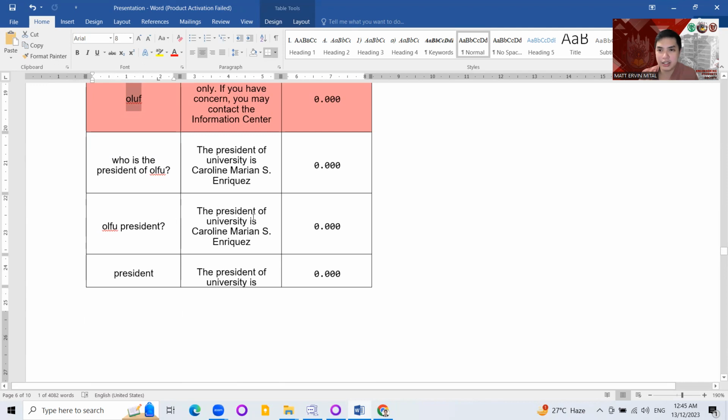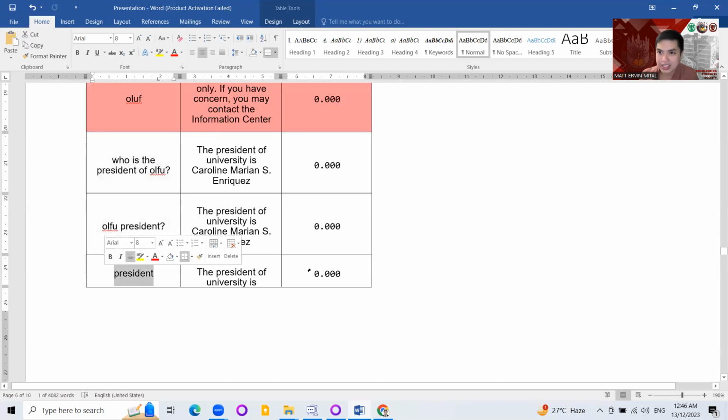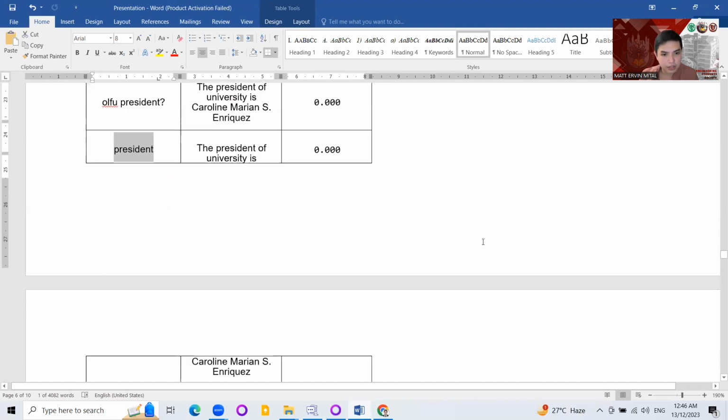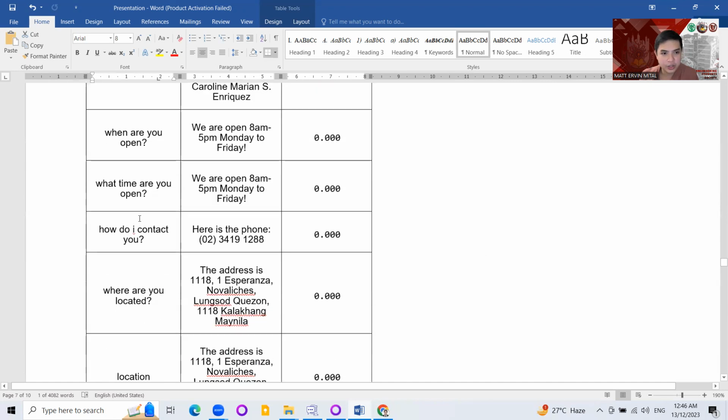So the chatbot answers it swiftly. The president of the university is Caroline Marian S. Enriquez. Another thing to highlight would be, even if these questions are different, because of tokenization and pre-processing of data, it understands that the user input is asking who is the president. Even the word president is enough. So having more inputs would train the model more effectively and efficiently, and so on and so on.